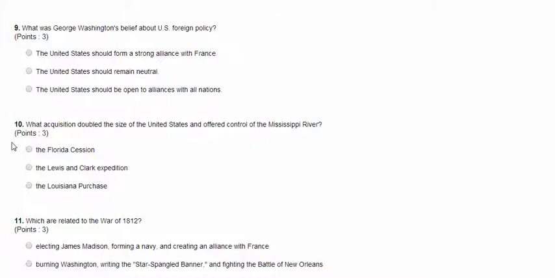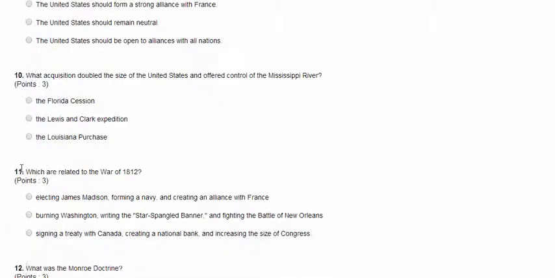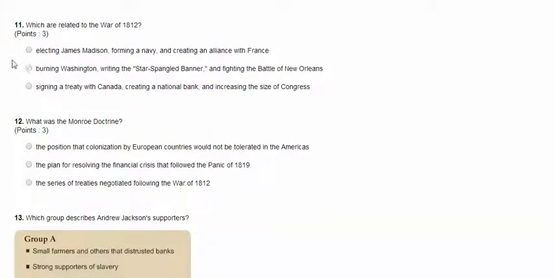Number 10, what acquisition doubled the size of the United States and offered control of the Mississippi River? Was it the Florida Cession, the Lewis and Clark Expedition, or the Louisiana Purchase? Number 11, which are related to the War of 1812? Electing James Madison, forming a navy, and creating an alliance with France? Burning Washington, writing the Star-Spangled Banner, and fighting the Battle of New Orleans. Or the last option, signing a treaty with Canada, creating a national bank, and increasing the size of Congress.